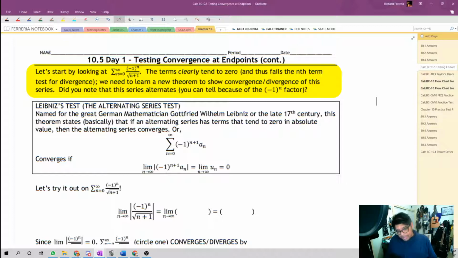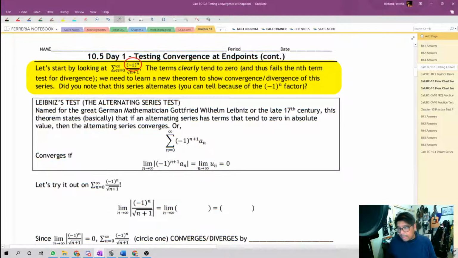The next thing to notice is that the numerator of this series has that -1 to the n power. That -1 to the n power is something that you really need to look out for, because it tells you that the series is going to alternate. It's going to have a positive term followed by a negative term followed by a positive term followed by a negative term.